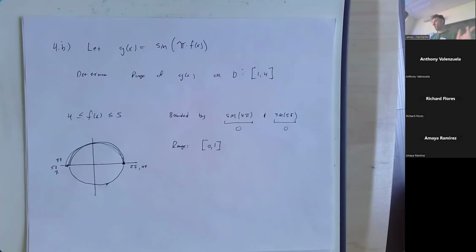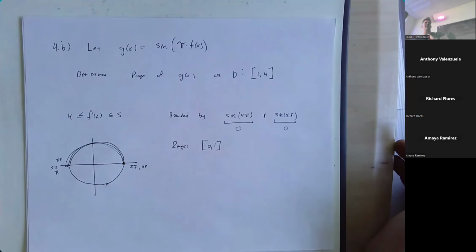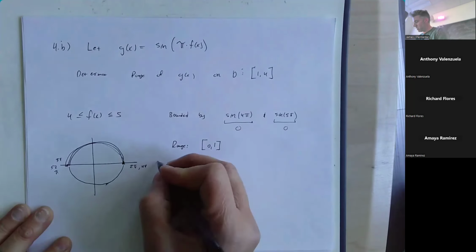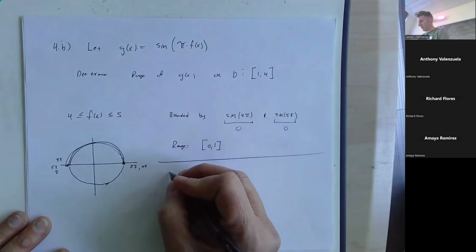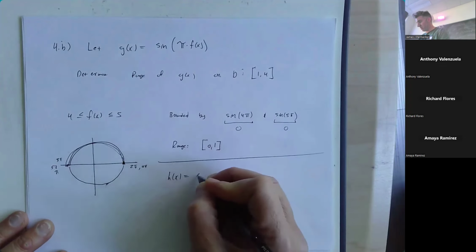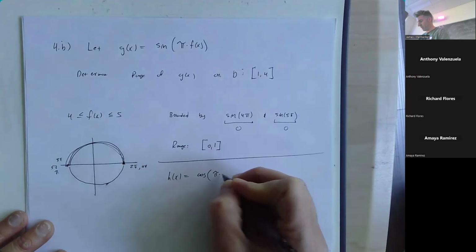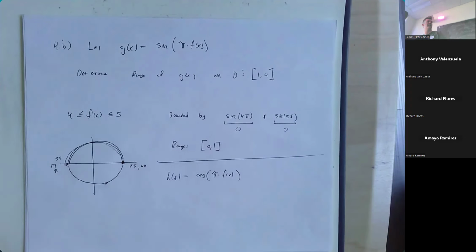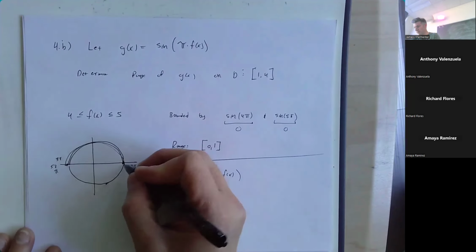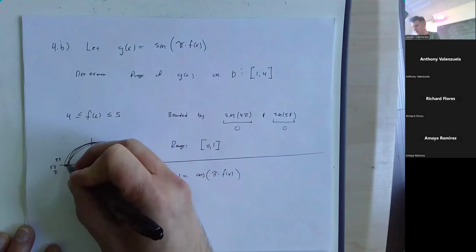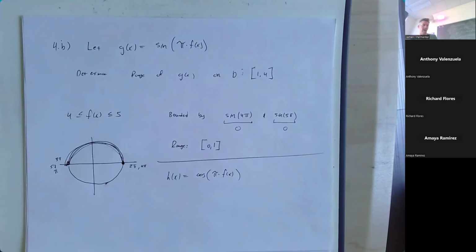Well, let me ask you a slightly different question, which I think is actually pretty good. Let's say we had h of x equal to cosine of pi times f of x on the same interval. I want you all to write down what you think your range is going to be if we're going from here to here. Go ahead, write down your answer.